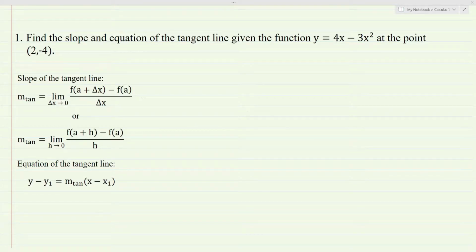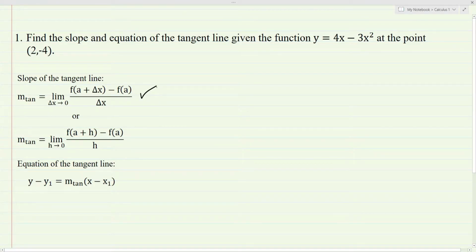Hi guys, so today we will be answering problems regarding the slope and equation of tangent lines of a certain function using the limit definition. Now to solve for the slope of the tangent line, we have here the equation: limit of f of a plus delta x minus f of a all over delta x as delta x approaches 0, where delta x here is the small change in the x value and a is the x coordinate of a given point.